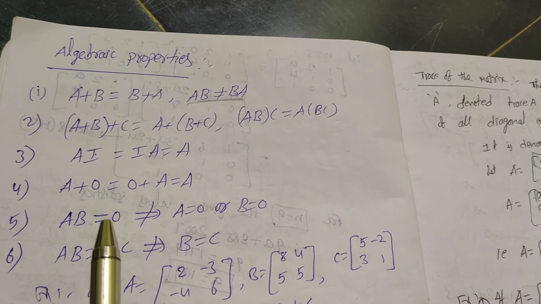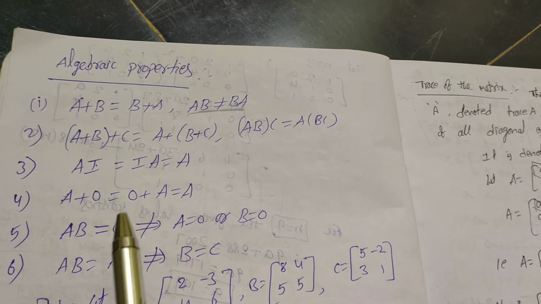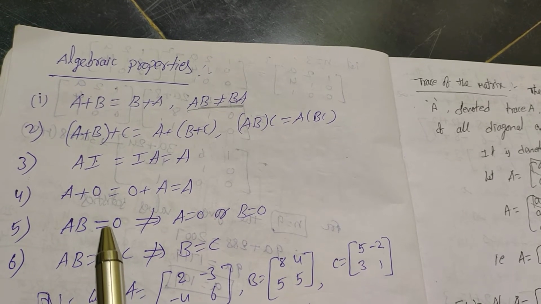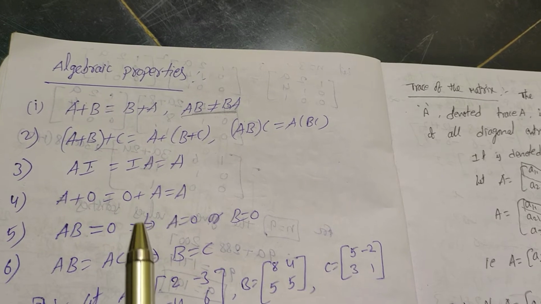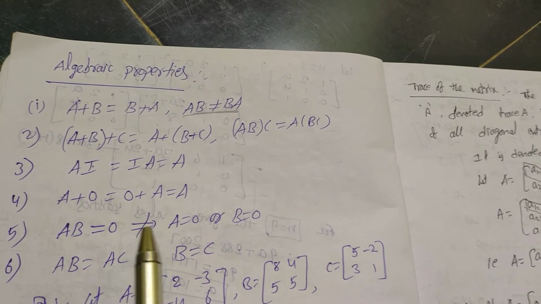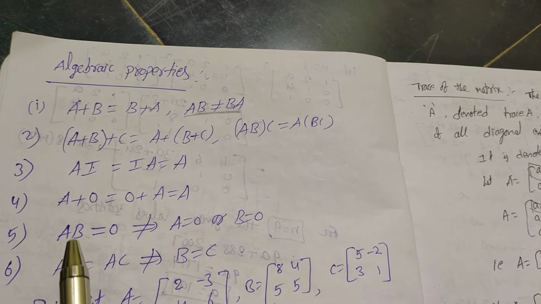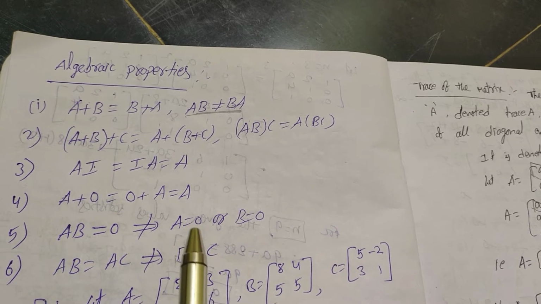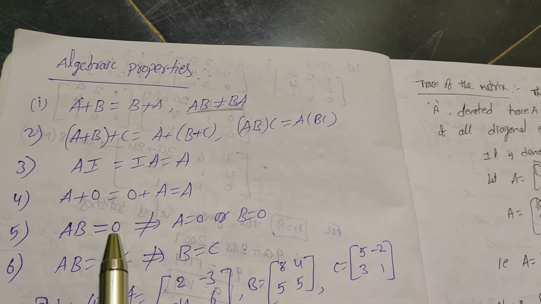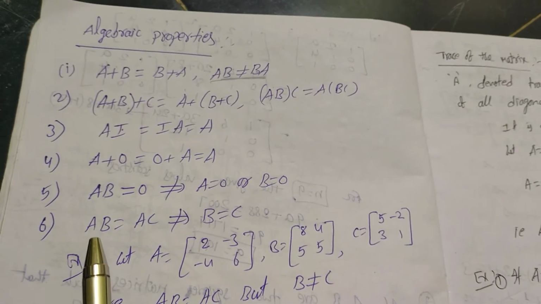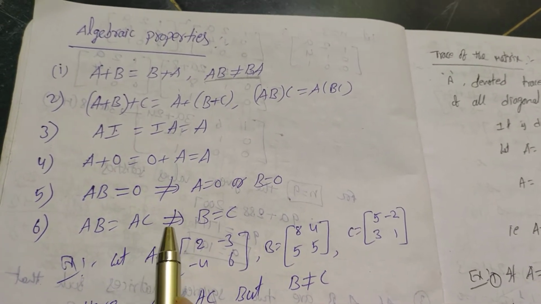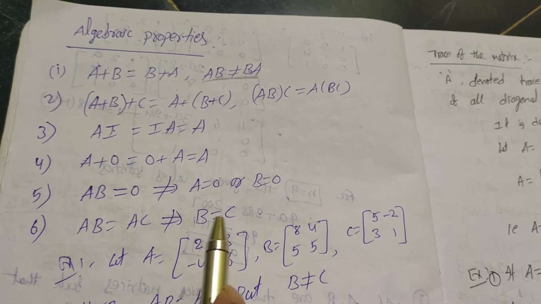That means actually in the real number system, if the product of two numbers is equal to zero, it means the first number is zero or the second number is zero. But here that case is not correct in matrices. Without taking a zero matrix also, you may get the product becoming O. O means null matrix. Okay, next one, sixth one. If AB = AC, it does not imply B = C.